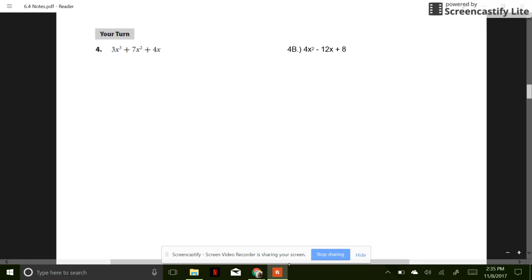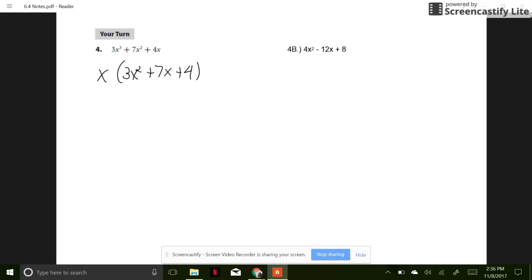So looking at our first example here, the only common term we have is an x. So we can factor out an x. We're left with 3x squared plus 7x plus 4. Now we want to see if this inside piece can factor. It's hard with that 3 in front of the x squared, but it is doable, and guess and check is a perfectly valid way of factoring, as long as you're smart about it.